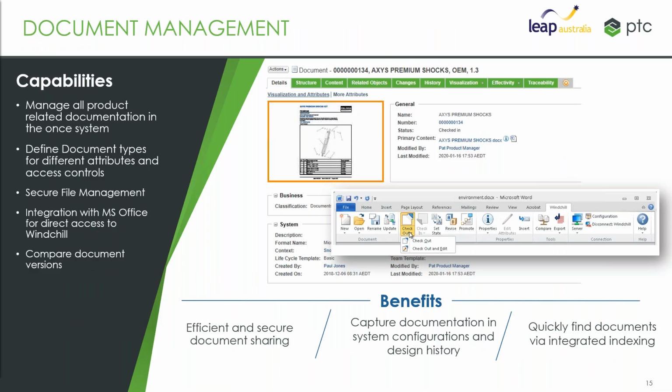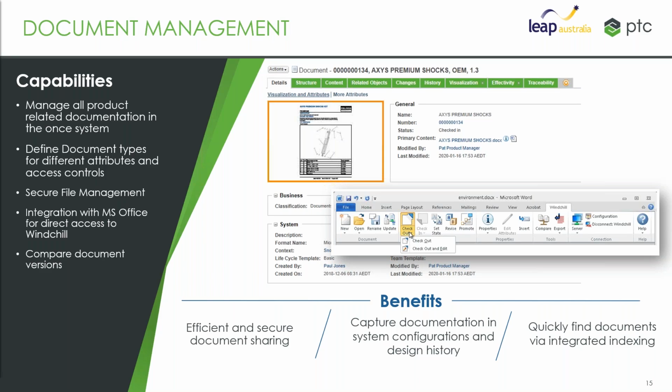Okay. Document management is another big part of that. So Windchill has the ability to manage all of your product related documentation, not just your CAD data. So we can define different document types and have different sets of attributes. We really look at secure file management. We've got integrations into Office, the ability to do version comparing between documents. So really the idea is to keep your documentation in the same system, right?